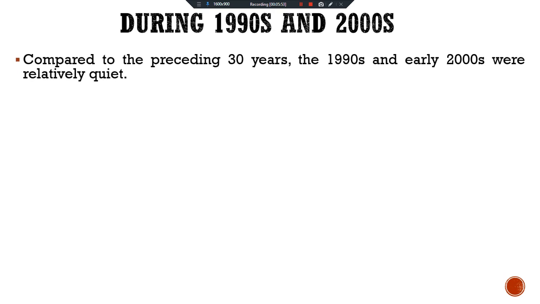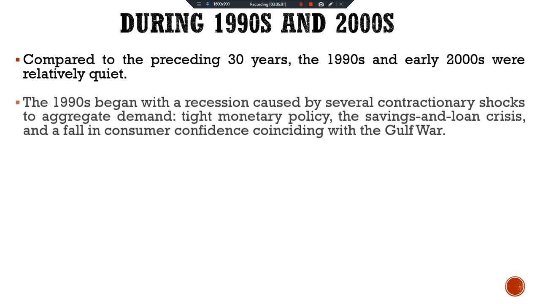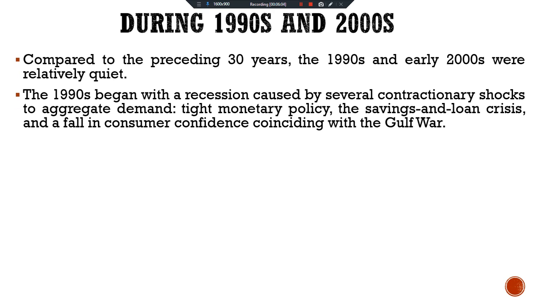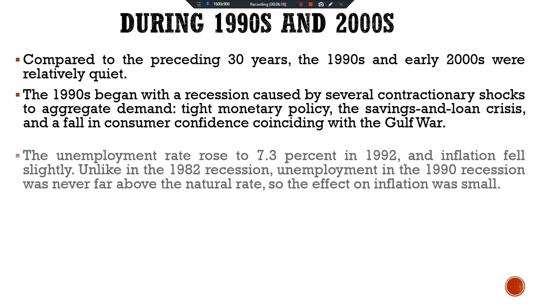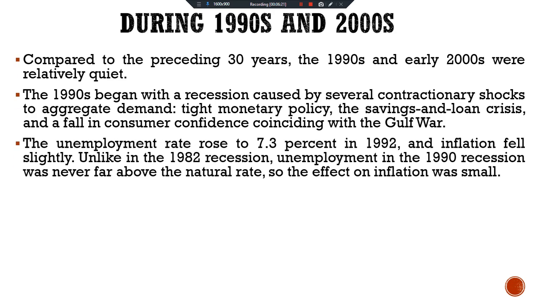Compared to the preceding 30 years, the 1990s and the early 2000s were relatively quiet. The 1990s began with a recession caused by several contractionary shocks to aggregate demand: tight monetary policy, the savings and loan crisis, and a fall in consumer confidence coinciding with the Gulf War. The unemployment rate rose to 7.3% in 1992 and inflation fell slightly. Unlike in the 1982 recession, unemployment in the 1990 recession was never far above the natural rate, so the effect on inflation was small.